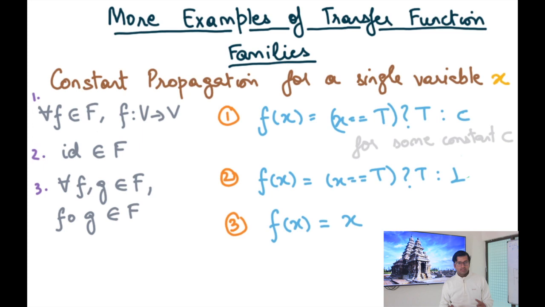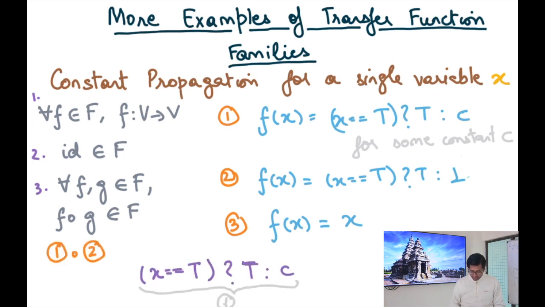Now let's look at the third one, which is slightly more complex. It says that for all f, g belonging to capital F, is it true that the composition of f and g also belongs to capital F? Now we have three different transfer functions in this family. So the possible number of compositions that I can create are, I can have 3 values for f, and then 3 different possible values for g. So 3 cross 3, 9. So, I need to check 9 different combinations to see whether each of them belongs to my family of transfer functions or not.